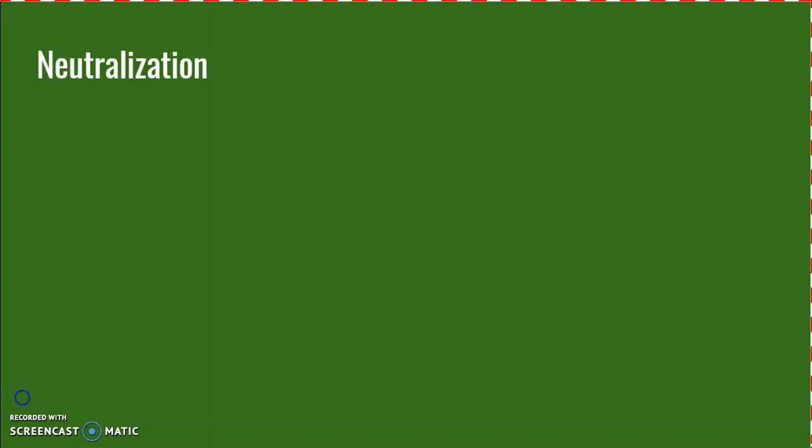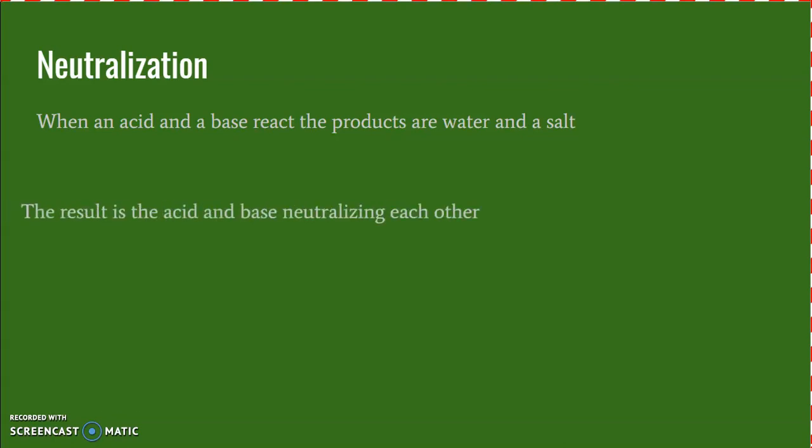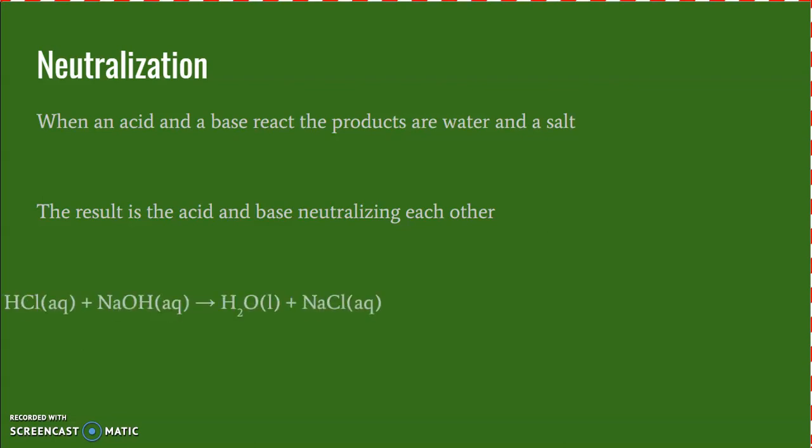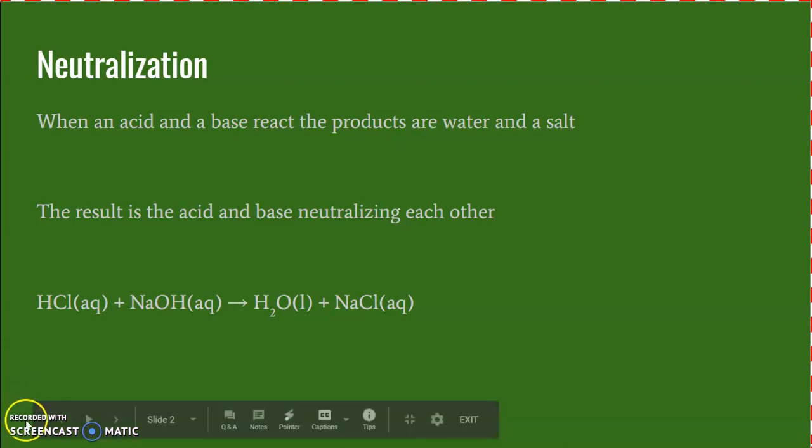Neutralization happens when an acid and a base are combined together, and the product is always water and a salt. So the acid and the base are neutralizing each other. The H plus ions are being neutralized by the OH minus ions of the base, resulting in, again, just water and a salt. So the most common one is hydrochloric acid with sodium hydroxide. So one of the strongest acids with one of the strongest bases, completely neutralizing to make salt water.